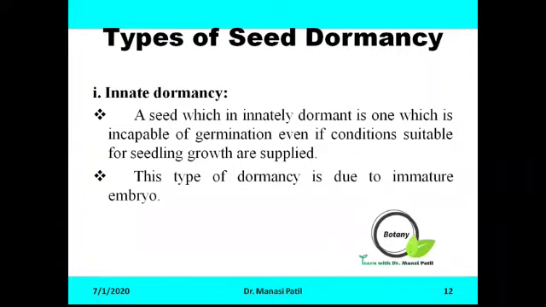First type, that is innate dormancy. Innate dormancy is present within the seed. A seed which is innately dormant is one which is incapable of germination when freshly harvested, even if conditions suitable for germination are supplied. The inability of germination in certain species may be due to the embryo being immature at the time of germination.